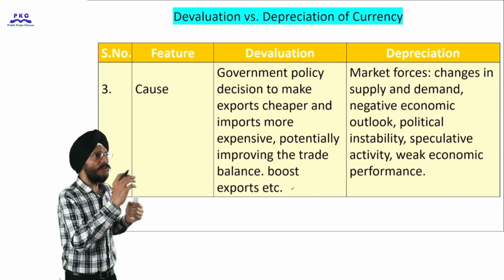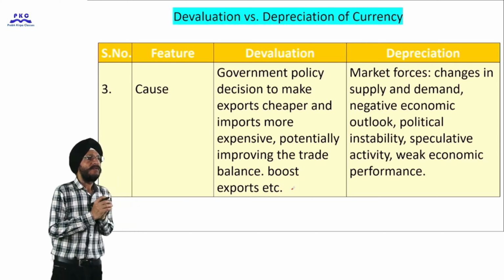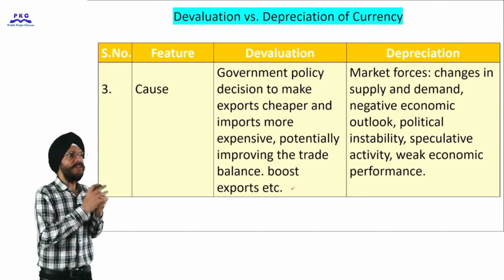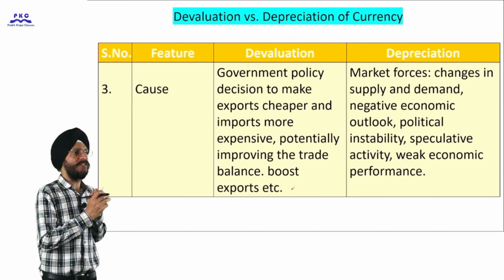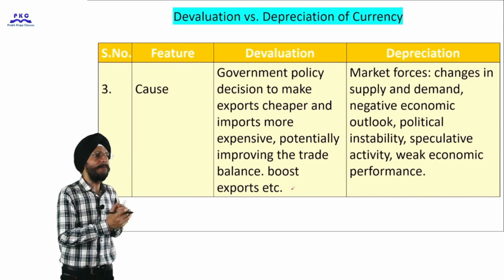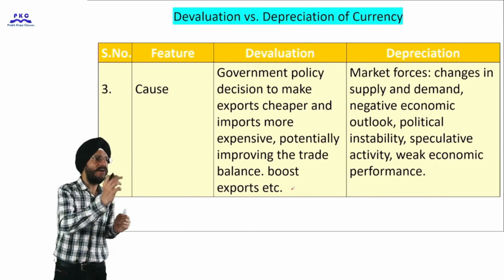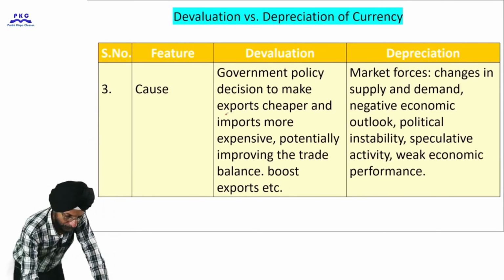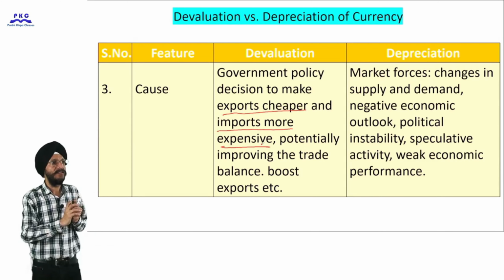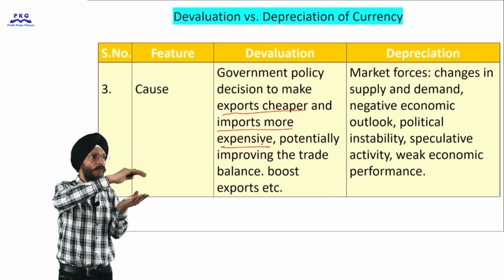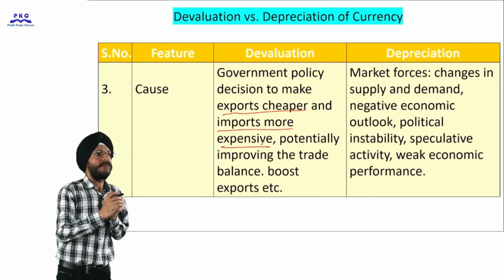Now, what is the cause of devaluation? The cause of devaluation may be government policy decision. The government of the country may have decided that it wants to make exports cheaper and imports more expensive, so that it may improve the trade balance.